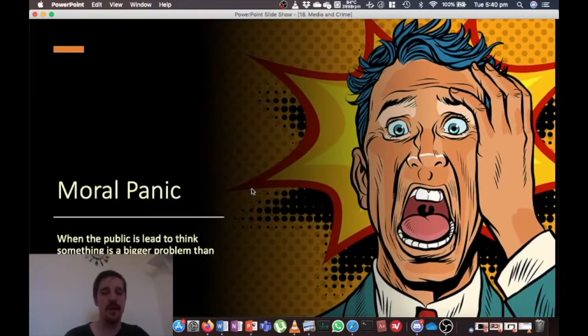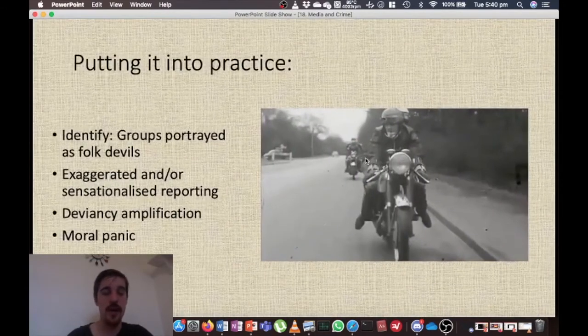This is what leads into moral panic, which is a term that is linked to deviancy amplification and folk devils. It describes how exaggerated, sensationalized news reporting of a particular deviant or criminal act can lead the public to think that it is a much bigger problem than it actually is. This group or event is a threat to the security of society overall. So, where does this bring us?